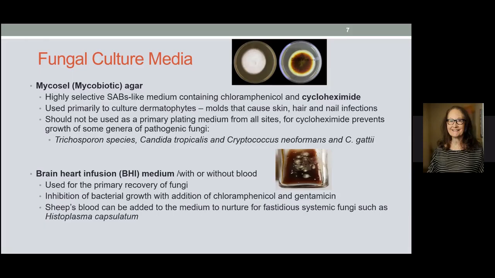Brain heart infusion or BHI medium. You can have it with or without blood. This can be used for primary recovery of fungi. It also usually contains chloramphenicol and gentamicin to prevent bacterial growth.